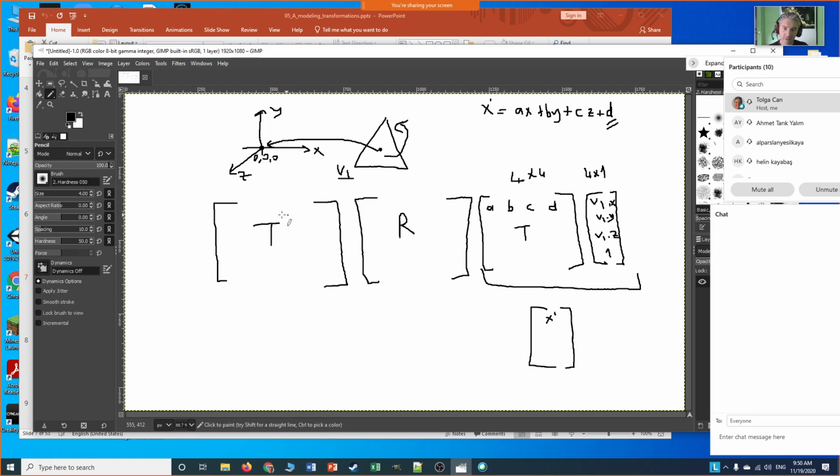Whatever t was here, actually, it can be the inverse of t. I'm not sure. We will come to that later. But if, for example, this is tx, ty, tz, these are the parameters, and this will be a t in which we use minus tx, minus ty, and minus tz. So this series of multiplications up to this point will have the effect of rotating this triangle around itself.